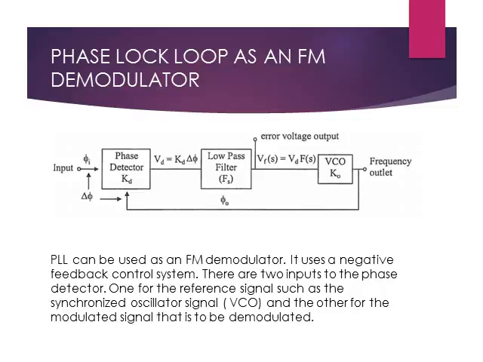A PLL can be used as an FM demodulator. It uses a negative feedback control system. There are two inputs to the phase detector: one for the reference signal, such as the synchronized oscillator signal, that is the VCO, and the other for the modulated signal that is to be demodulated.